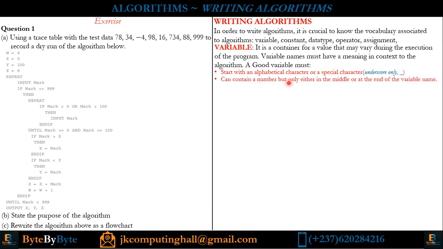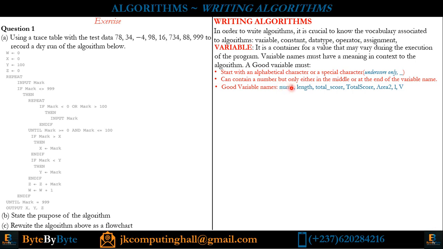Next, a good variable can contain a number, but only either in the middle or at the end of the variable name. So I can have number1, I can have number2, but I cannot say 1number. No. If you must use a number as part of your variable name, then that number should be either in the middle or at the end, because we might come across algorithms whereby we need three different variables of the same type, and in such a way we can list them with the same name but using numbers to differentiate them. Okay, good variable names, we have number1.